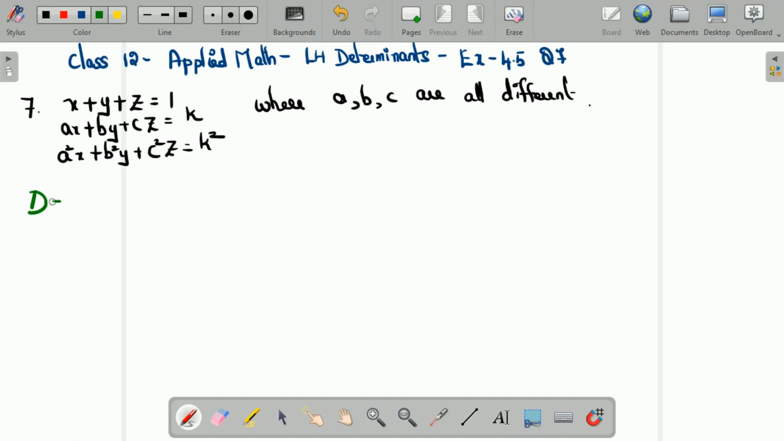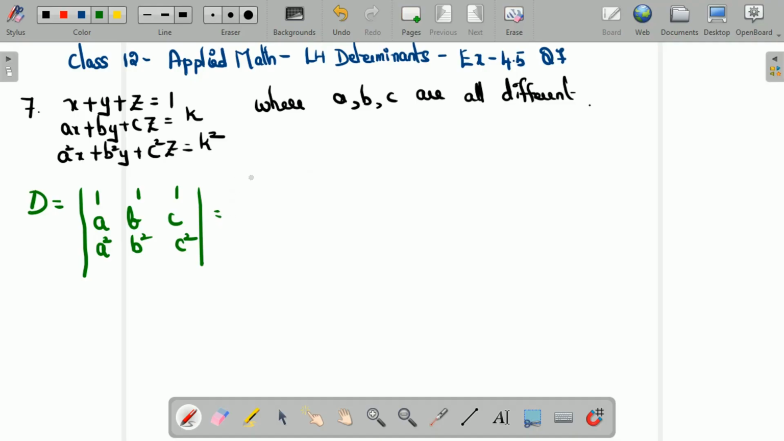So the first step is to find the value of D. So let's write out the determinant. In the first case, the coefficients are 1 for all the variables. In the second case, they are going to be A, B and C. In the third case, they are going to be A squared, B squared and C squared. So we need to find the value of this particular determinant.